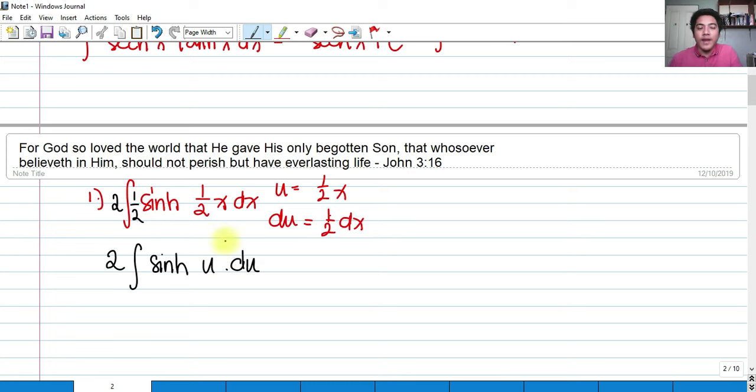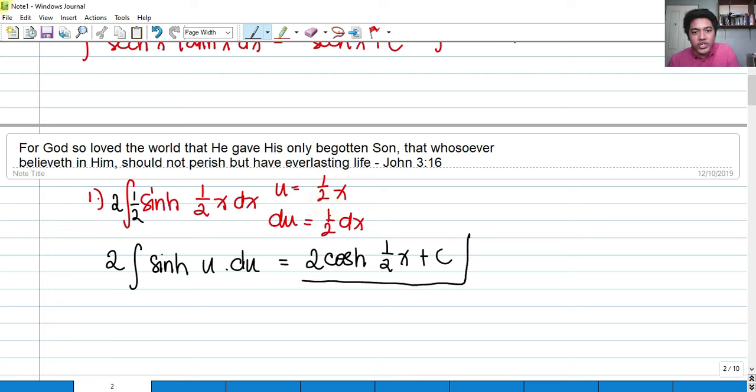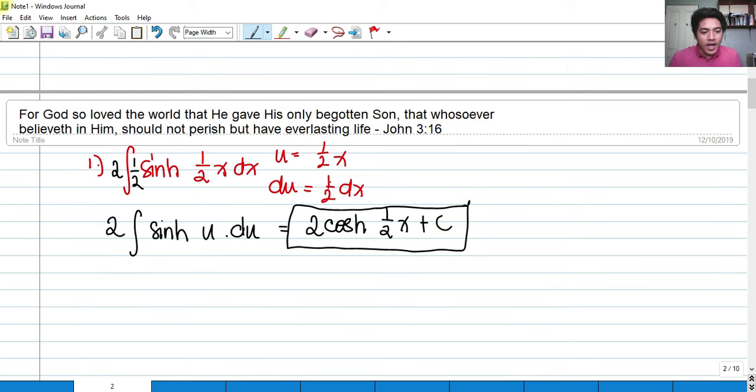Now we can integrate this function. This is the same as the hyperbolic sine of x, whereas our variable here is u. So if we integrate that, that is 2 hyperbolic cosine of 1/2 x plus c. Our u, we replace it already by 1/2 x because originally our variable is in terms of x. So that is our answer.